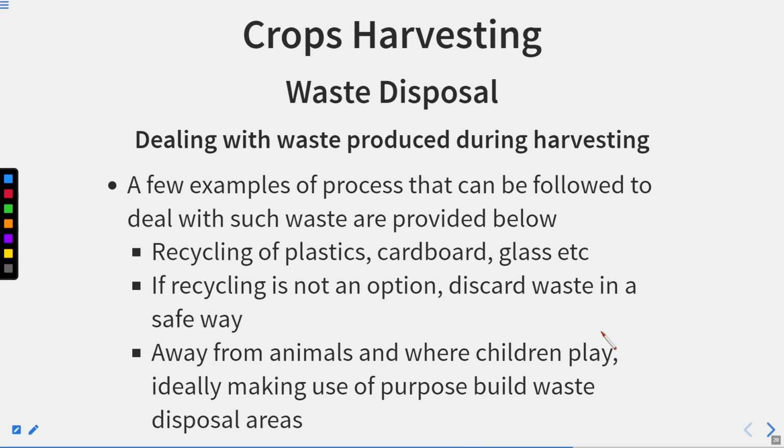A few examples of processes that can be followed to deal with such waste are provided below. What are those? First one, recycling of plastic, cardboard and glass. Suppose these are some of the waste produced in your field at harvesting time. Plastic, any type of cardboard or glass can be recycled. Any plastic, you can reuse it. Any cardboard, you can reuse that too. Glass can be placed anywhere, so that can also be recycled.